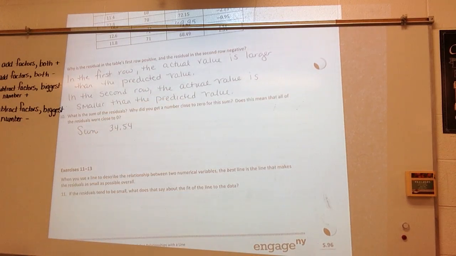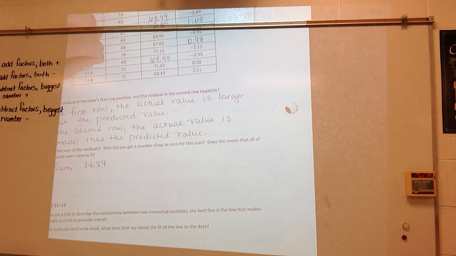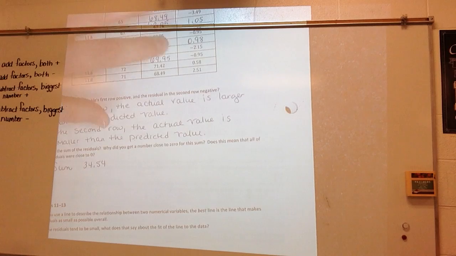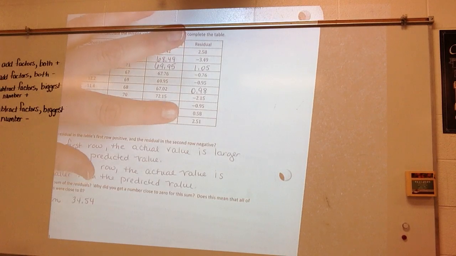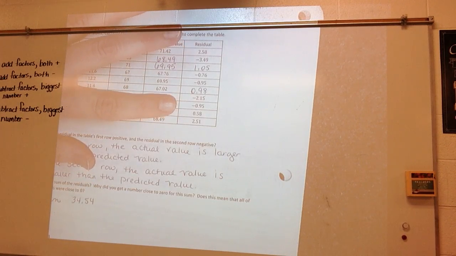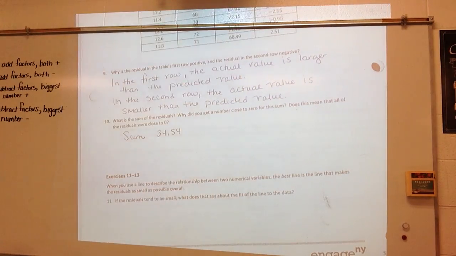Why did you get a number close to 0 for this sum? And does this mean that all the residuals are close to 0? Why did I get a number close to 0? Well, all of my squares are going to be positive. And when I add all of that together, guys, my residuals are not big. Alright, they are not big. Does that mean all residuals are going to be close to 0? Well, we're going to have to investigate to find that out.